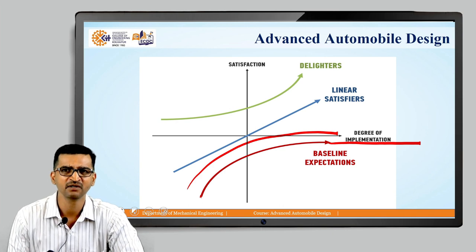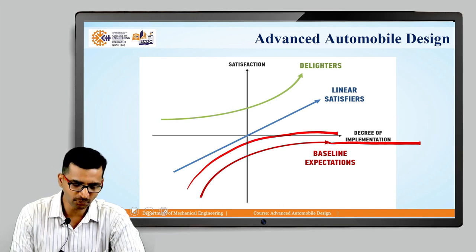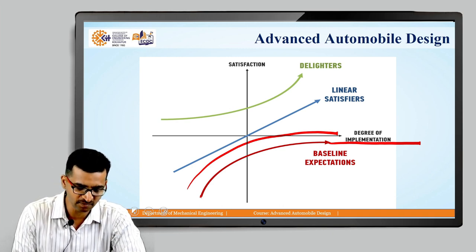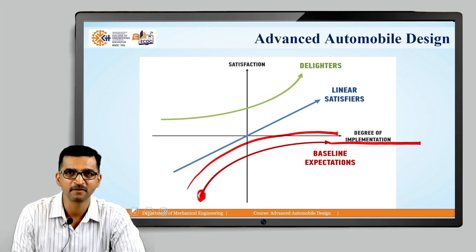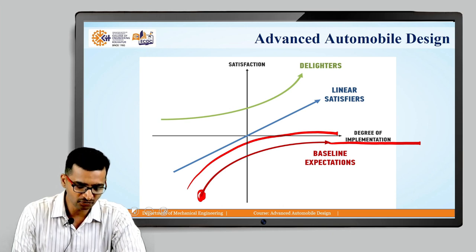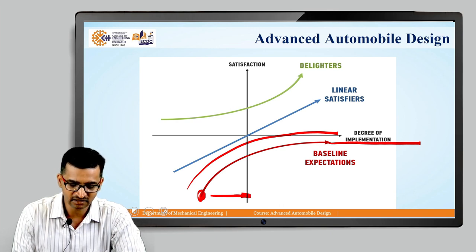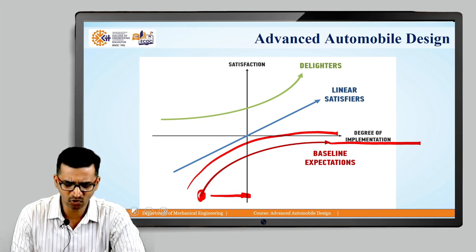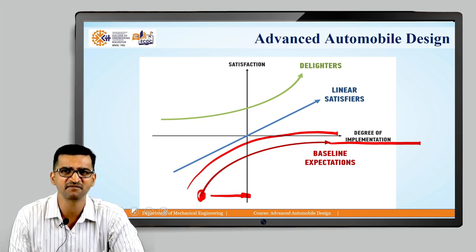What does that mean? For the attributes which are baseline expectations, if you don't provide them, that means if you reduce the degree of implementation, like here, people are highly dissatisfied. Do you understand here? People are highly dissatisfied. They are very angry at your product, and that creates very negative publicity. As you go on increasing, the satisfaction improves. But in this case, if you implement too much on this side, people are no more additionally satisfied.